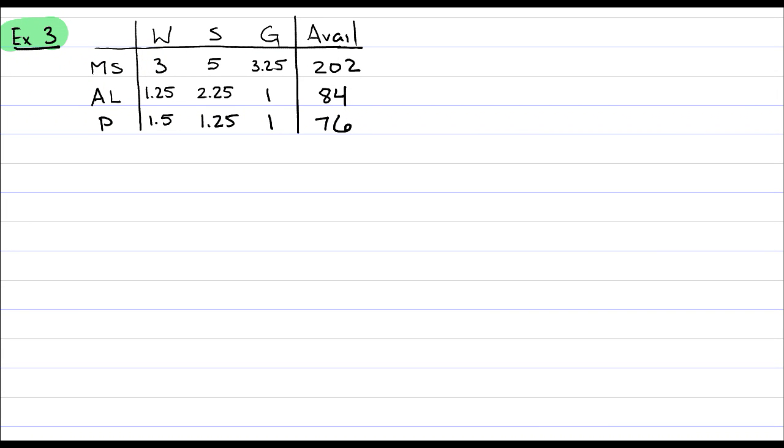Example 3 is a word problem. In this problem, we have a factory that produces 3 different types of products: widgets, sprockets, and grommets. To produce 1 unit of any of these 3 products requires some number of hours in the machine shop, some number of assembly line hours, and some number of hours to paint. The table here describes the number of hours of each type required to produce 1 widget, sprocket, or grommet.